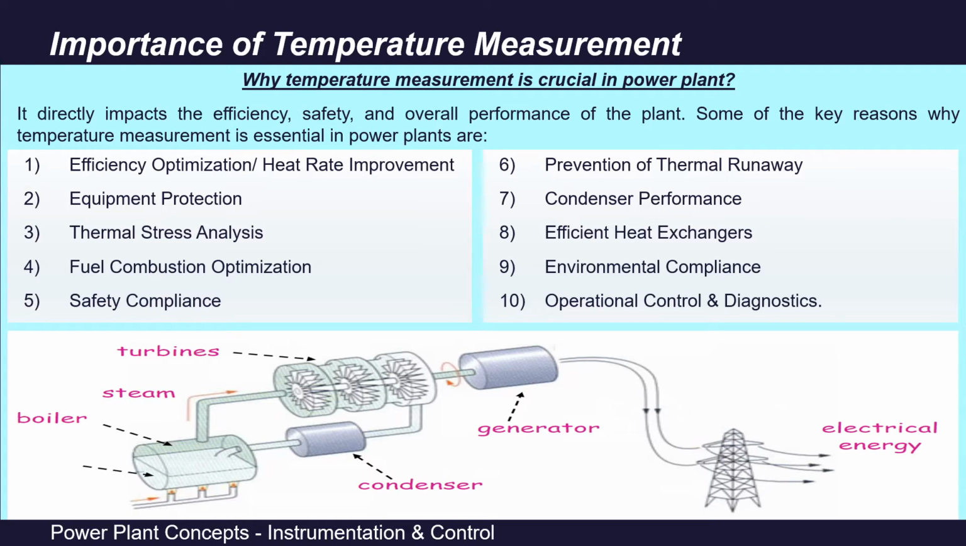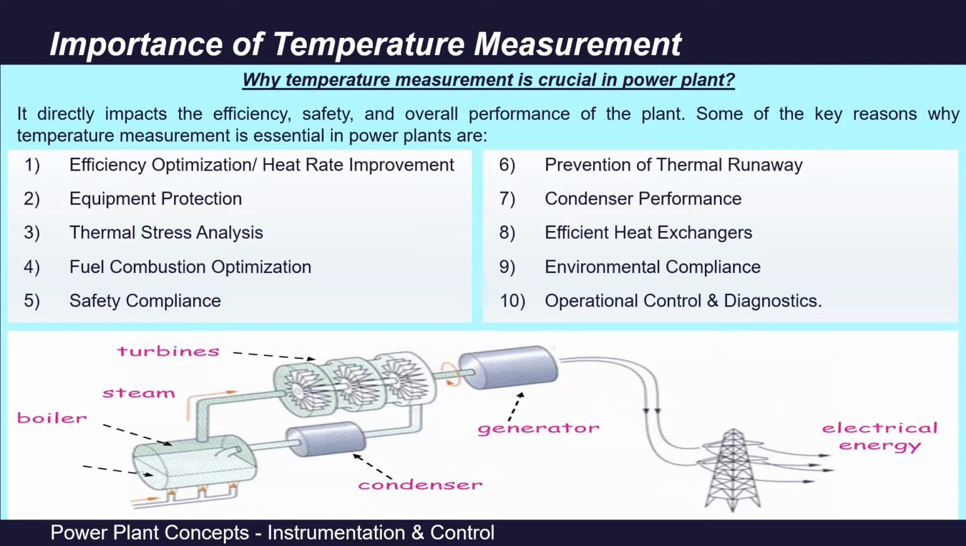this into electrical energy. So we saw a lot of energy conversion is taking place with lots of energy losses also. So our ultimate aim is always to reduce these energy losses and to increase electrical energy output corresponding to the fuel burnt. Temperature measurement ensures that the thermal energy produced is efficiently converted into electrical power. Monitoring and controlling temperature in different stages of the power generation cycle help maintain optimal conditions for heat exchangers and energy conversion. Next reason is equipment protection.